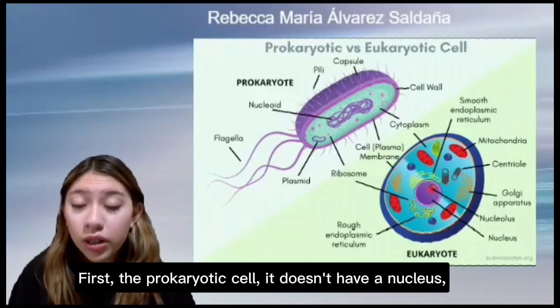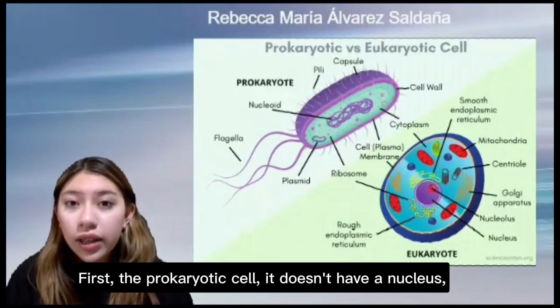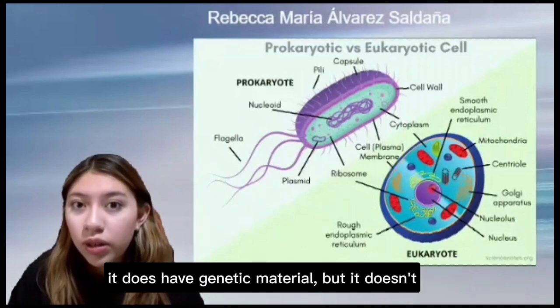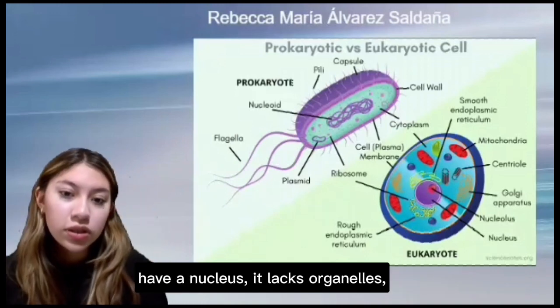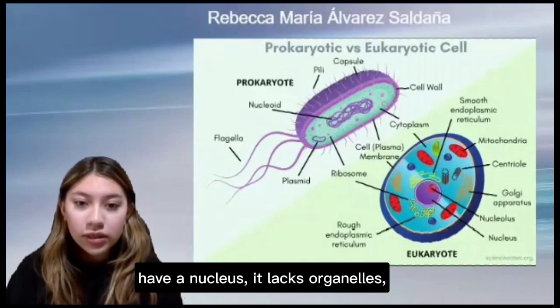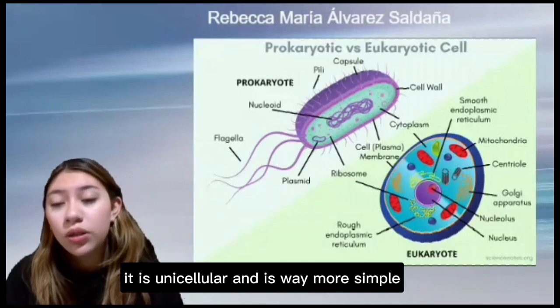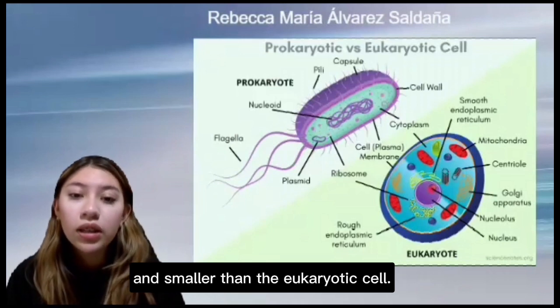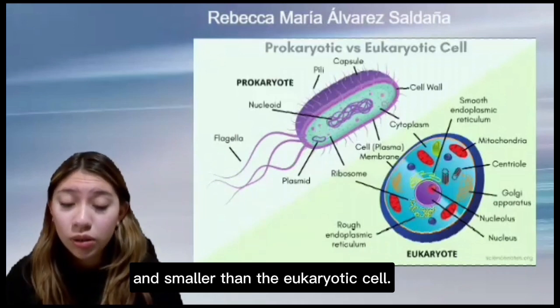Hello, my name is Rebecca Manuel Masalanya, and in this video I'll be explaining the main differences between a prokaryotic cell and a eukaryotic cell. First, a prokaryotic cell doesn't have a nucleus. It does have genetic material, but it doesn't have a nucleus. It lacks organelles. It is unicellular and is way simpler and smaller than a eukaryotic cell.